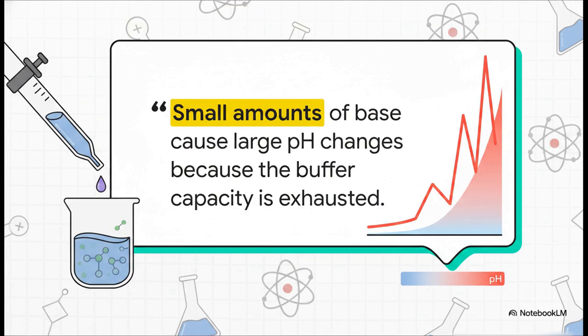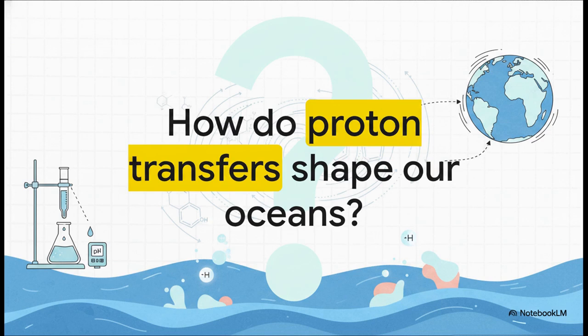Well, this specific quote hits the nail on the head and explains that massive vertical jump. Once all the acid is completely neutralized, there's literally nothing left in the solution to absorb the new base. The buffer capacity is totally exhausted. That means even minuscule, tiny drops of base will cause immediate, incredibly large pH changes. It is honestly incredible to think that the exact same math and chemical profiling we just walked through governs massive environmental and biological systems all around us.